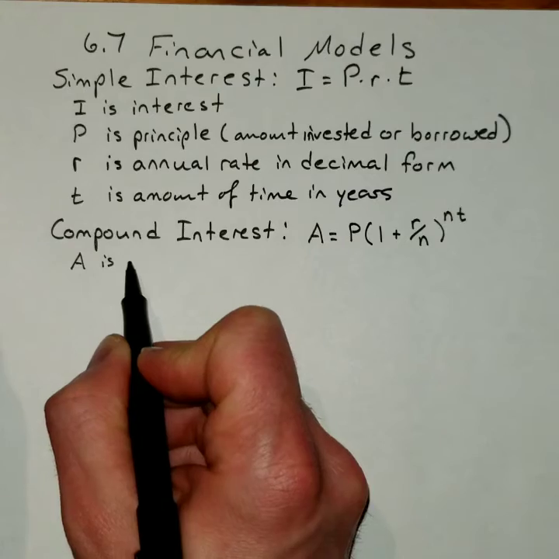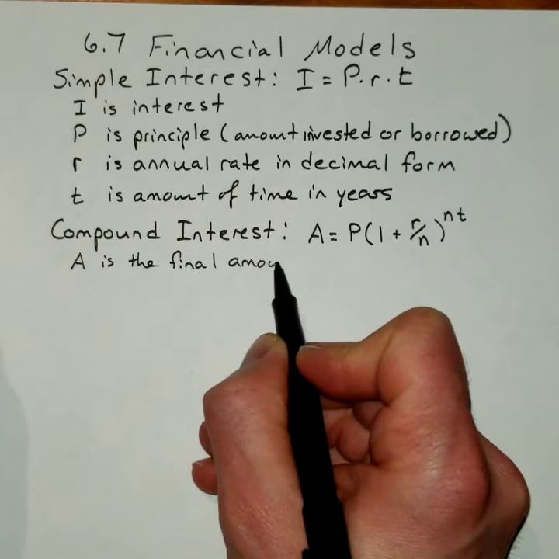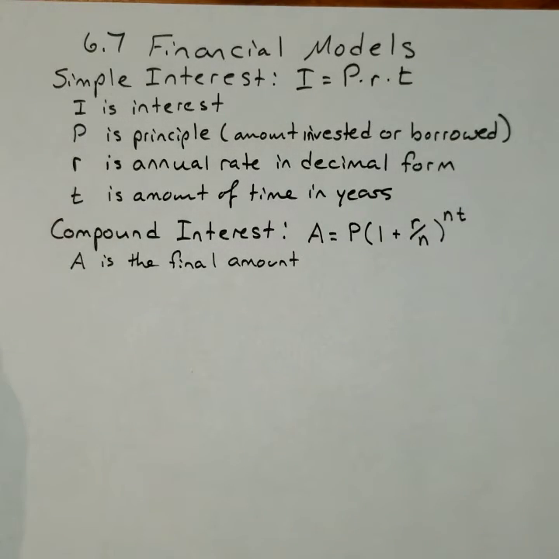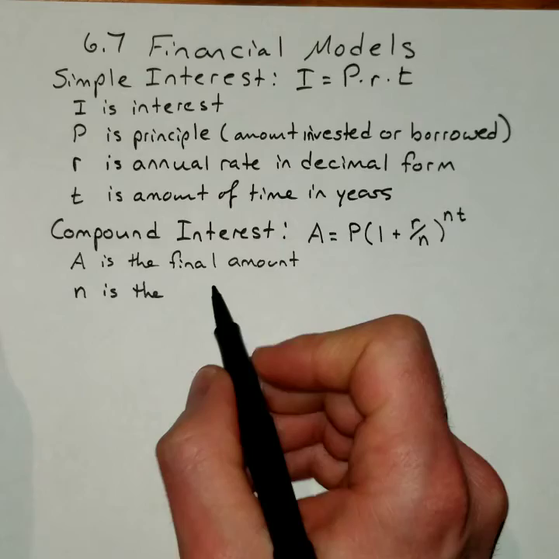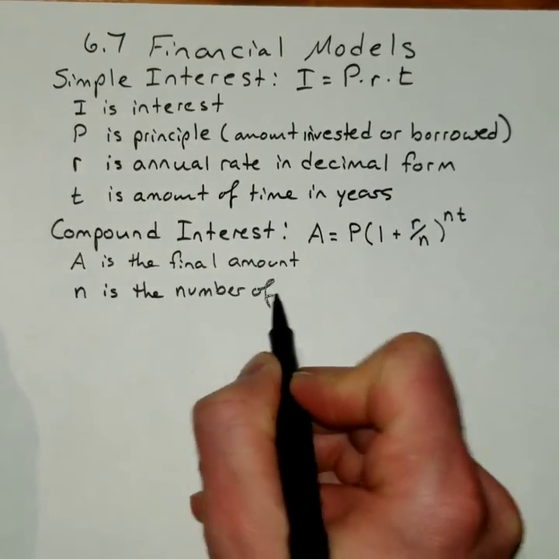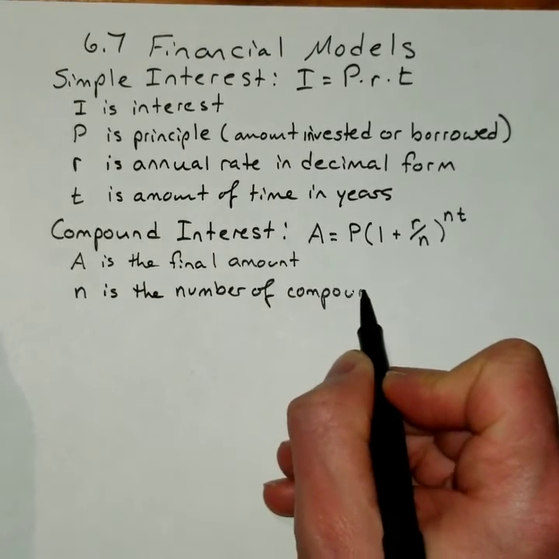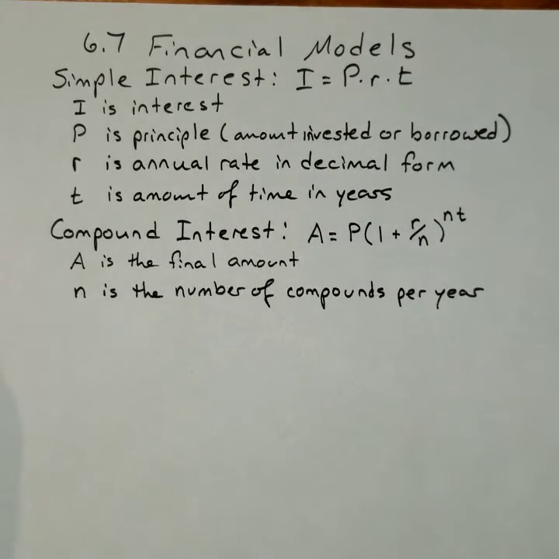So A is the final amount. So that includes the principal and all other interest. The N is the number of compounds per year. The number of compounds per year. That's the number of times the bank would be putting money back into your account every year, calculating the interest.